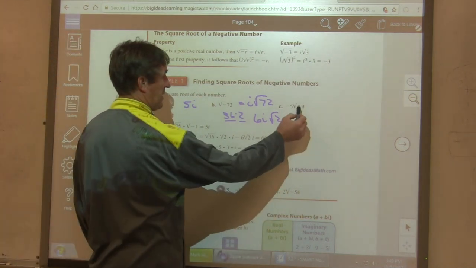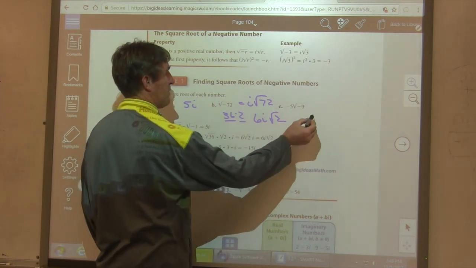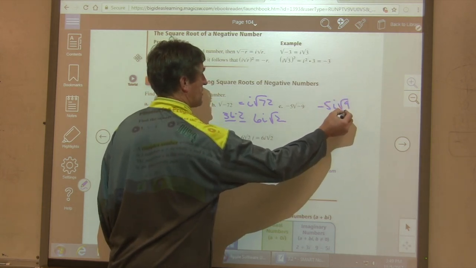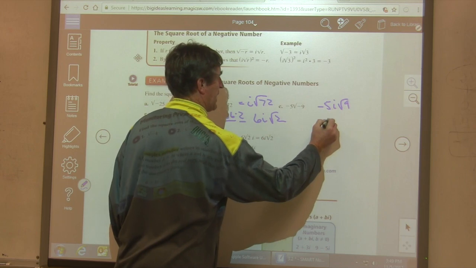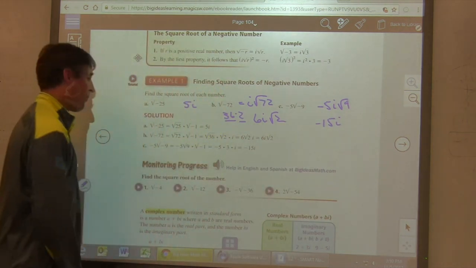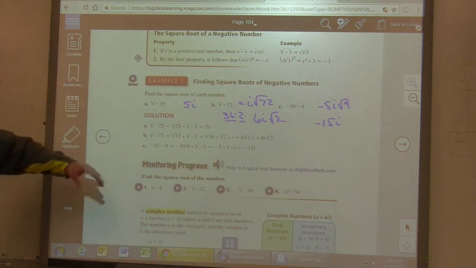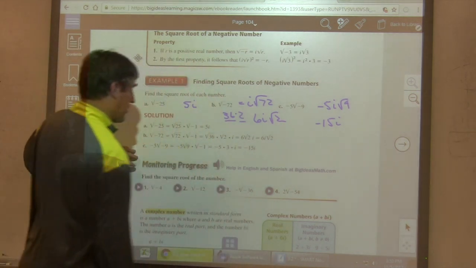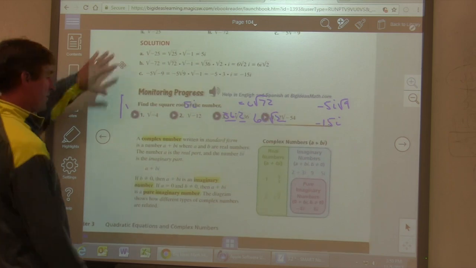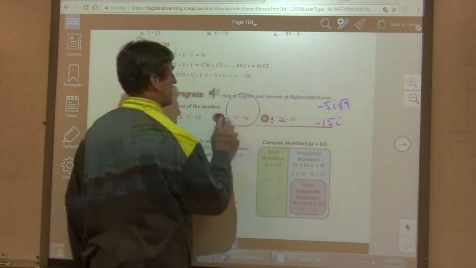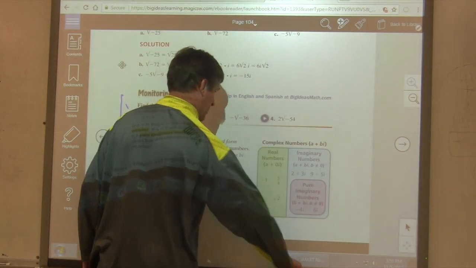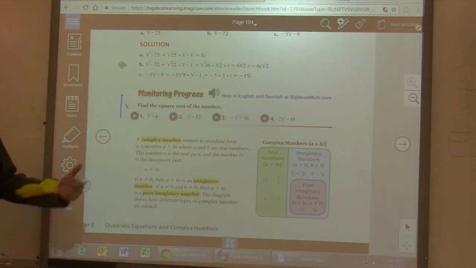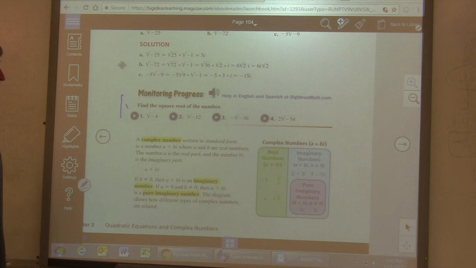And the last one, again, to take care of that negative sign, we bring the i out front. The square root of 9 is 3, and 3 times negative 5 would be negative 15i. So, there's 3 problems. So what I'd like you to do now is to go ahead and pause the video and do these problems 1 through 4, and then come back, check, see how you did.